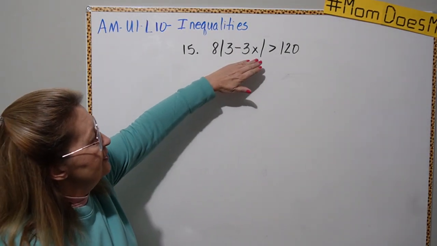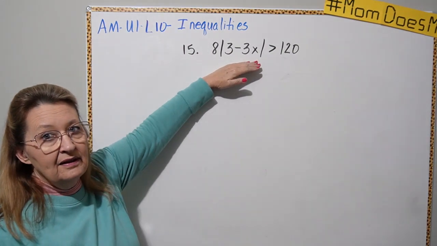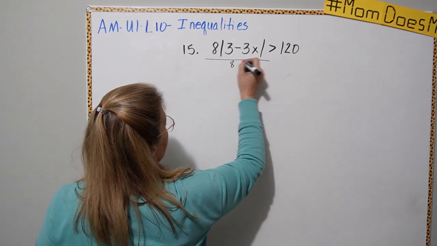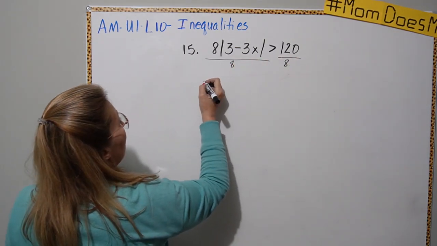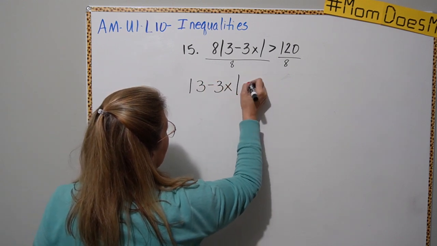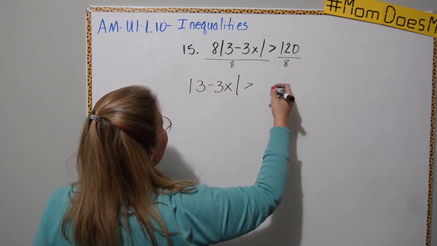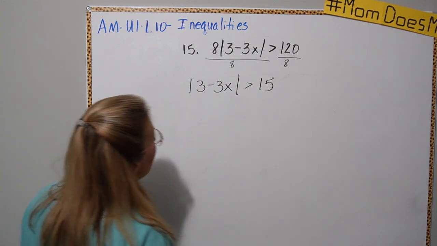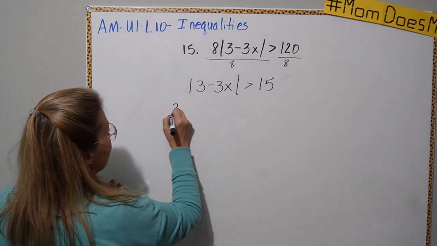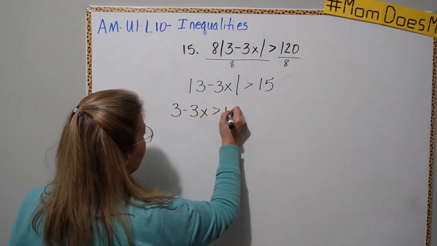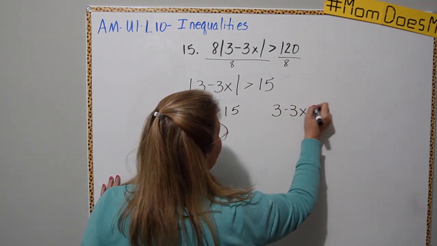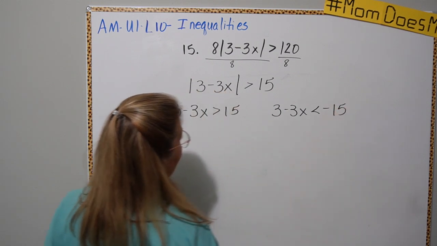Okay, let's look at number 15. Now the first thing you notice is that your absolute value is not isolated. So we've got to get rid of the 8. The 8 is joined by multiplication, so we're going to divide both sides by 8. All right, that's going to leave you with absolute value of 3 minus 3x is greater than 120 divided by 8 is 15. Now we can consider each case. So the positive case is going to be 3 minus 3x is greater than 15. And your negative case is going to be 3 minus 3x is less than negative 15.